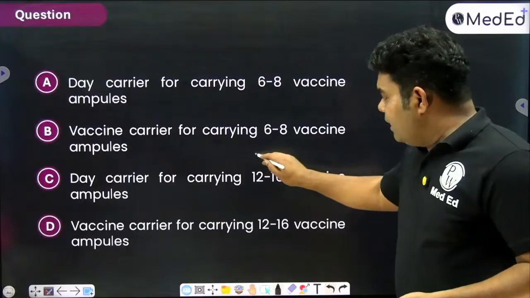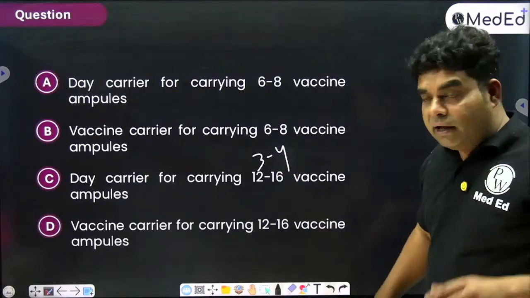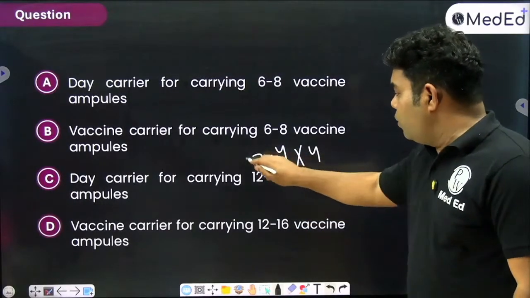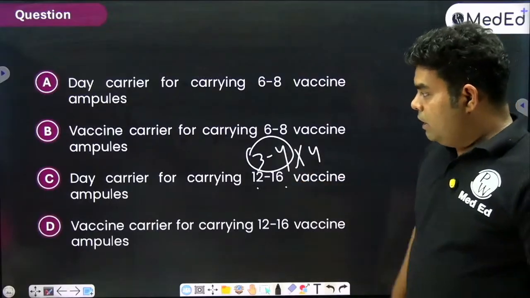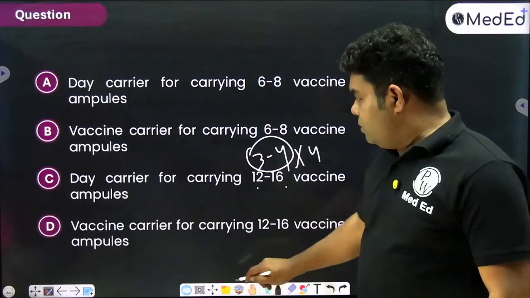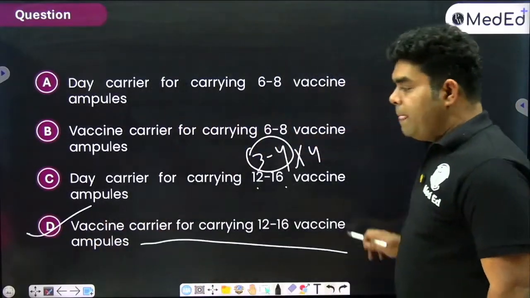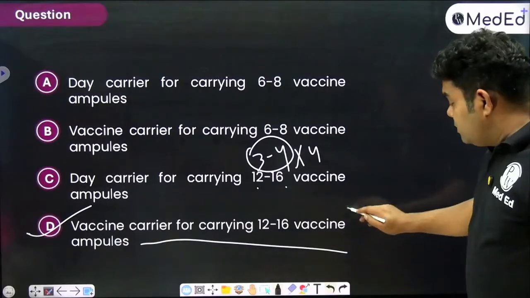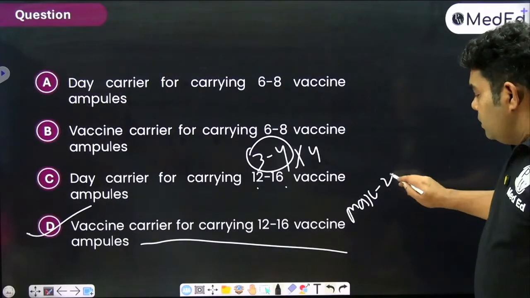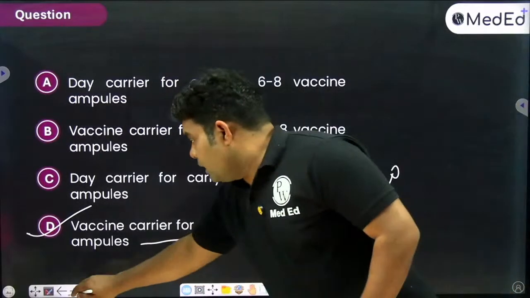But average they carry 3 to 4 for each ice pack. And if you multiply 3 to 4 with 4, it will come 12 to 16. So vaccine carrier average they carry is 12 to 16. But maximum they carry is 20. Do remember? Okay. Chalo. Next.